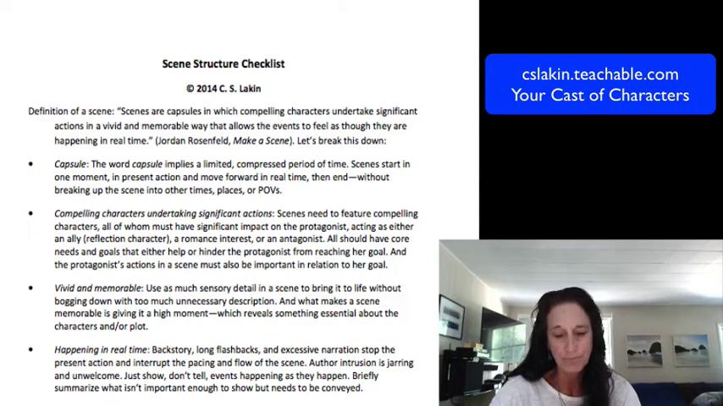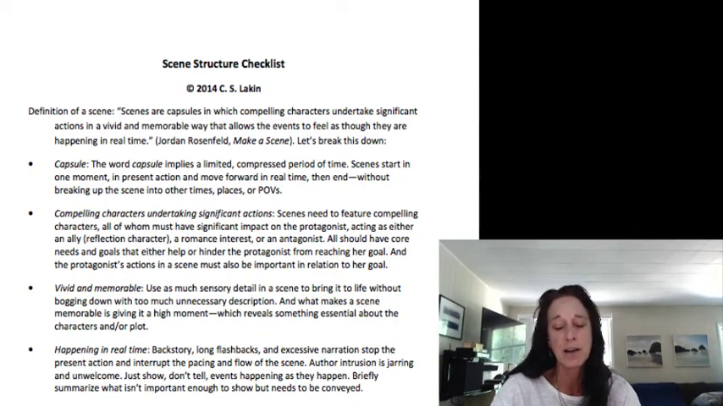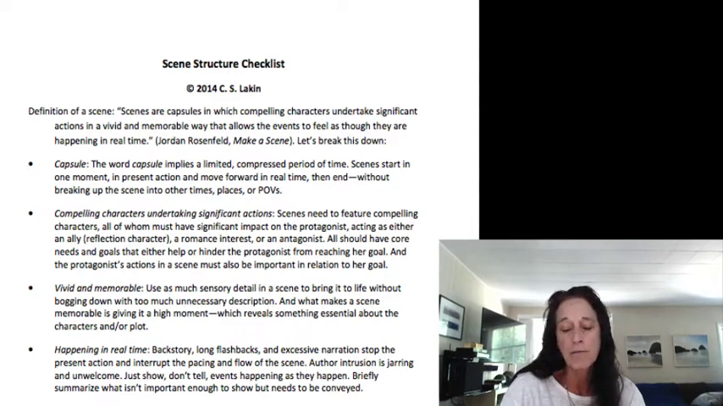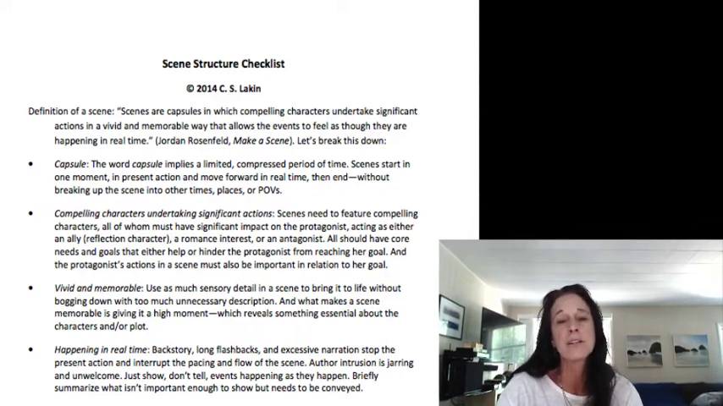Okay. She mentions actions that occur that are vivid and memorable. Again, this speaks to sensory detail, bringing scenes to life without bogging down with too much unnecessary description. Okay. And then happening in real time. And that's what I already touched on. Backstory, long flashbacks, excessive narration, stop the present action and interrupt the pacing. You want to keep good pacing in your scenes.